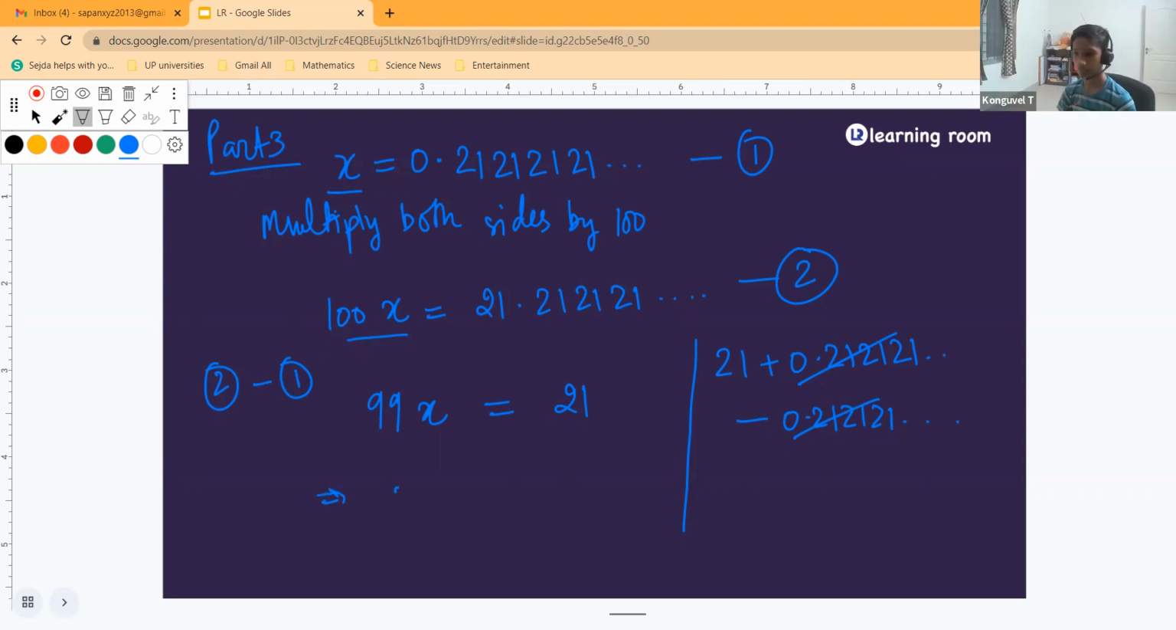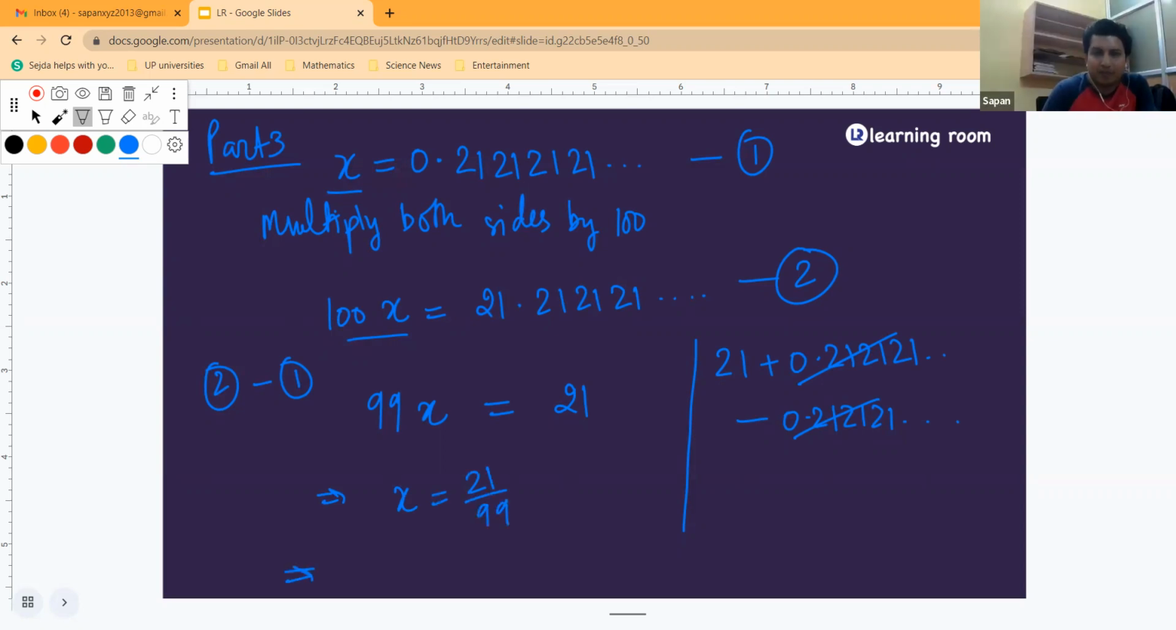Now transpose the 99 to the other side and it'll be 21 divided by 99. So what do I get? What number was x? 0.2121 is 21 by 99.